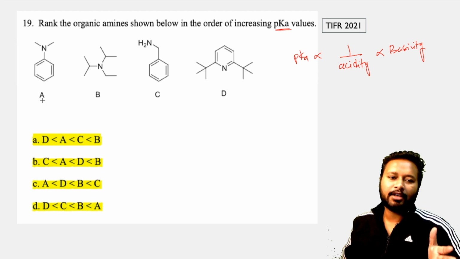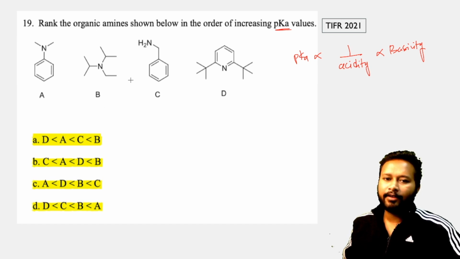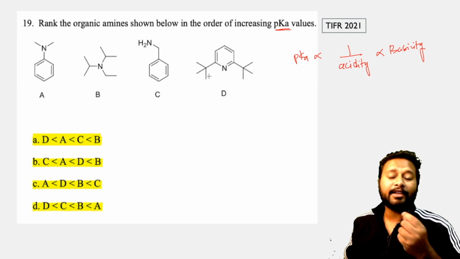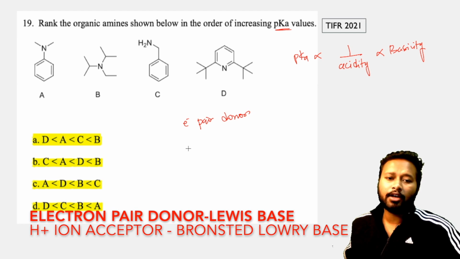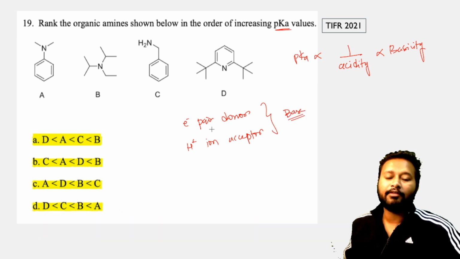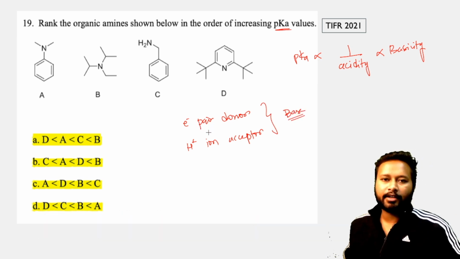So for molecules A, B, C and D, if I just look upon the lone pair of electrons, basicity means the one which can easily give its lone pair of electrons, or the one which can easily accept an H plus ion, right? So I'll write down: electron pair donor or H plus ion acceptor. These are called your bases. The one which does this very easily is a better base, right?